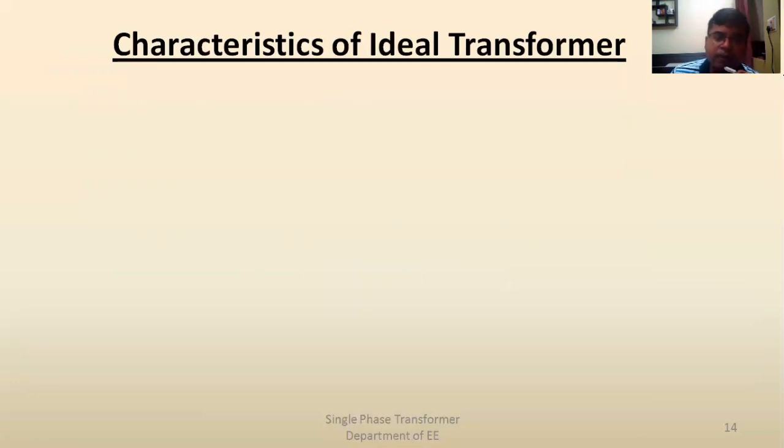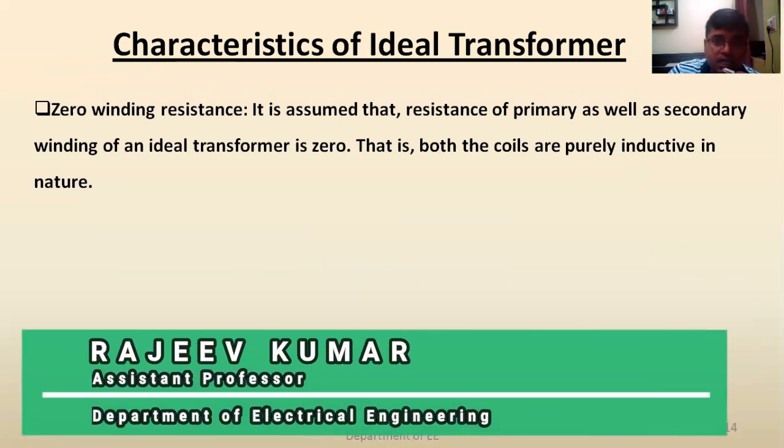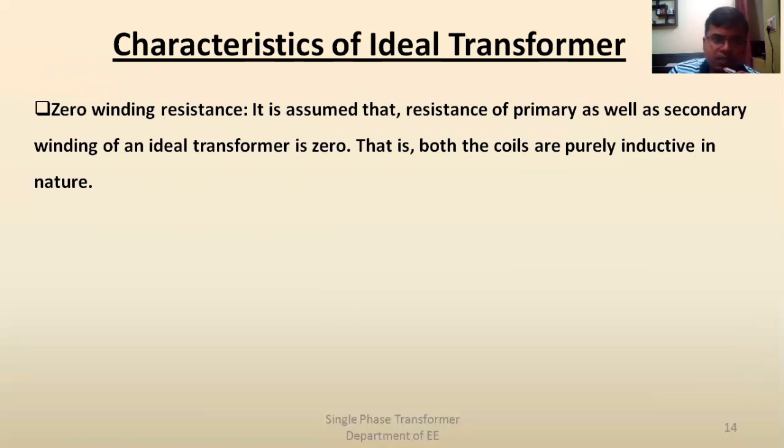Now, the characteristics of an ideal transformer. This is very important from the exam point of view, and in viva also it may be asked, right? Number one, zero winding resistance. It is assumed that the resistance of the primary as well as the secondary winding of an ideal transformer is zero. That is, both the coils are purely inductive in nature. So resistance zero means no copper loss, because I square R loss is there. If R is zero, there is no I square R loss.